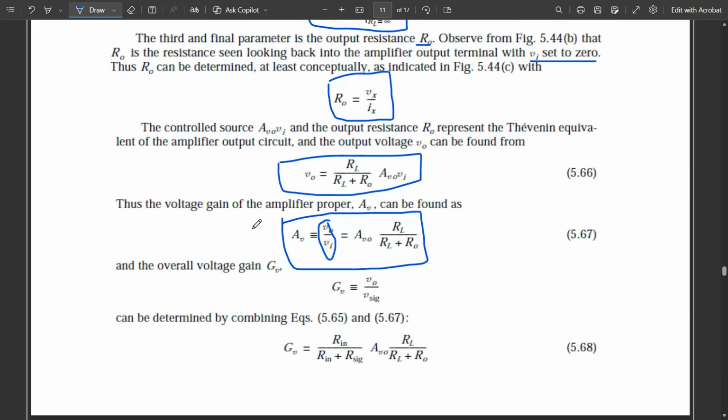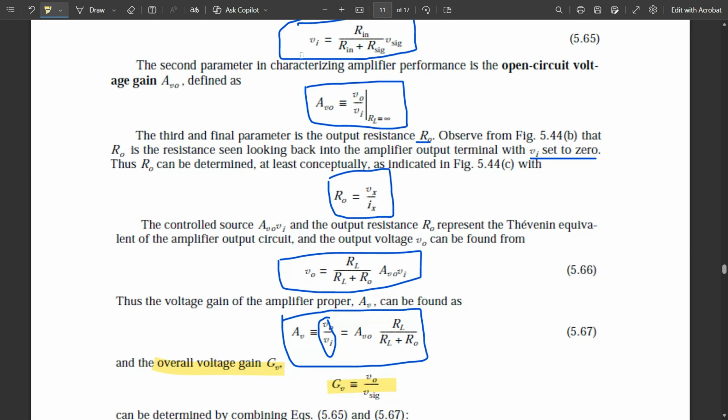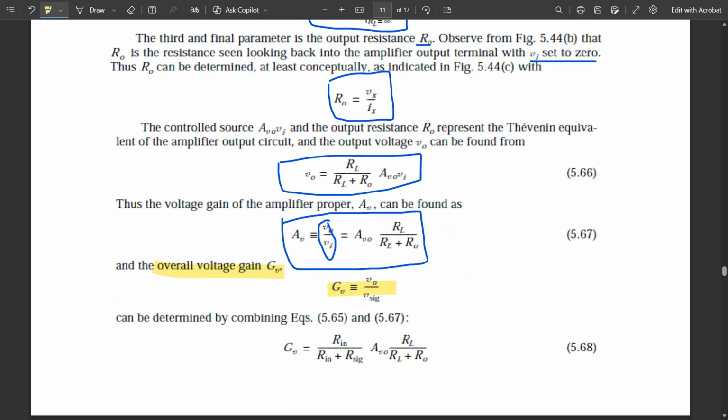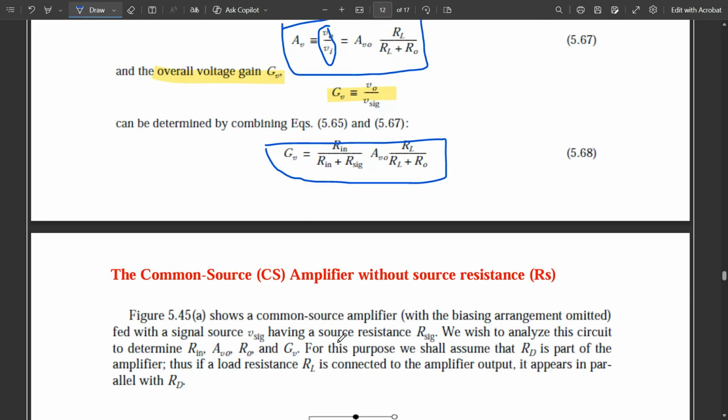Okay. So now, with respect to this voltage gain, we are having one more component that is called the overall voltage gain. Okay, so that is represented by the capital letter G suffix V. And that is given by G suffix V is nearly equivalent to V out divided by V signal, and can be determined by combining the equations 5.65 V in and 5.67 AB. Okay, so GV is given by R in divided by R in plus R signal into AV naught RL divided by RL plus R naught. Okay, so this final expression for GV also you just note it down. That is also called the overall voltage gain.